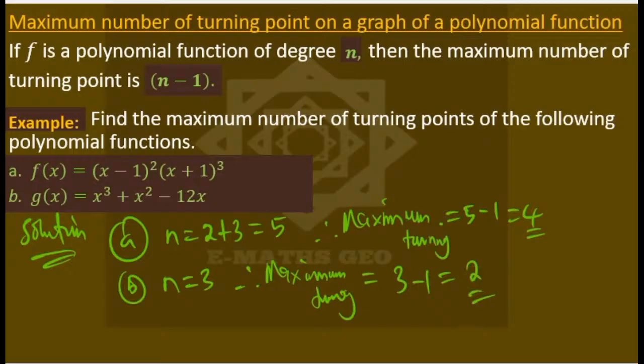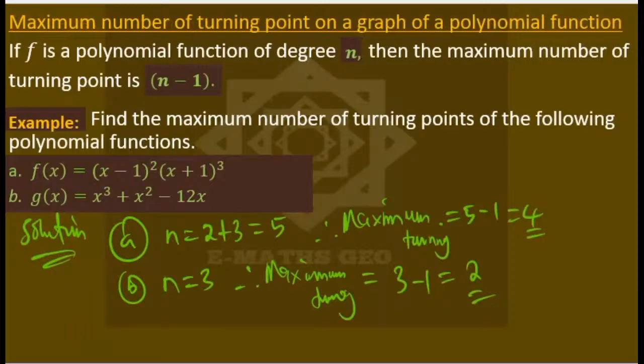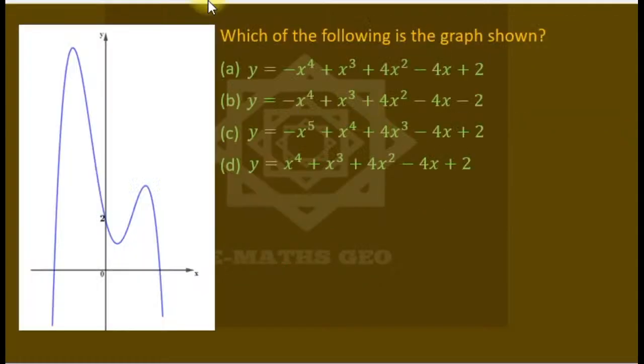So let's combine the knowledge of end behavior and maximum number of turning points to solve these two questions. They said, which of the following is the graph shown? It's a tricky question, but it's still simple. So we are given this graph. The best way to solve this is to use the knowledge of end behavior and maximum number of turning points, because we are not given any roots, no x-intercept. As you can see, the end behavior ends here and here.